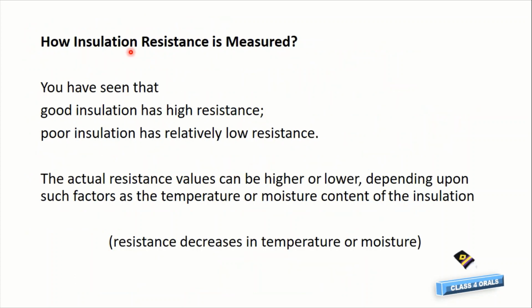So how is the insulation resistance measured? You have seen that good insulation has high resistance, as we just discussed, and poor insulation, which is bad insulation, has low resistance. Because of the least resistance path, the current will leak out. But actual resistance values can be higher or lower depending upon other factors also. There may be temperature factors or moisture factors. So the resistance will decrease in case of higher temperature or moisture.